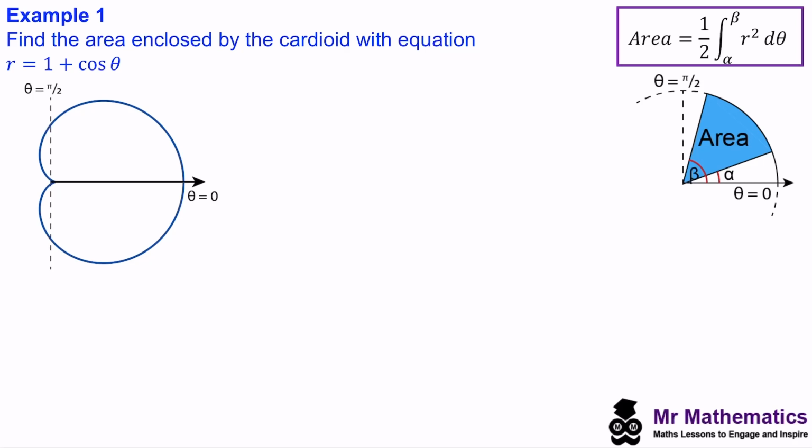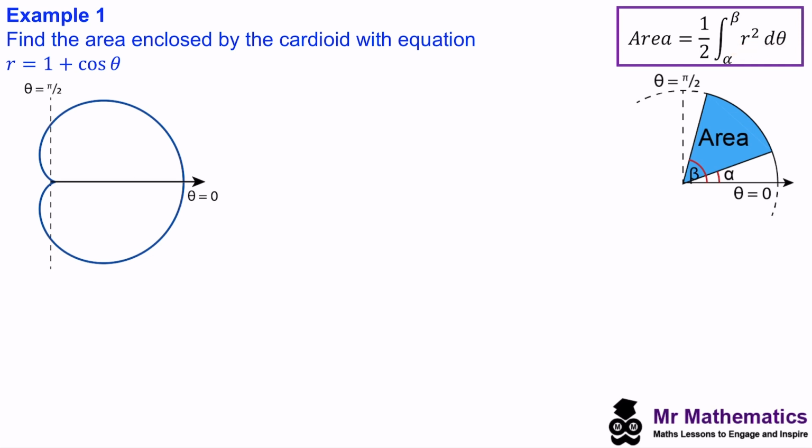Hi, so in this video I'm going to show you how to find the area enclosed within a polar curve, and we're going to use this formula here where the area is 1/2 of the integral between alpha to beta of r squared integrated with respect to theta.